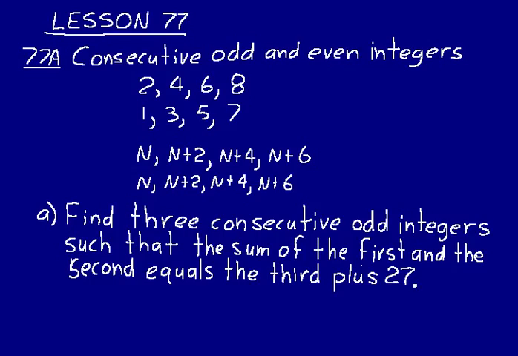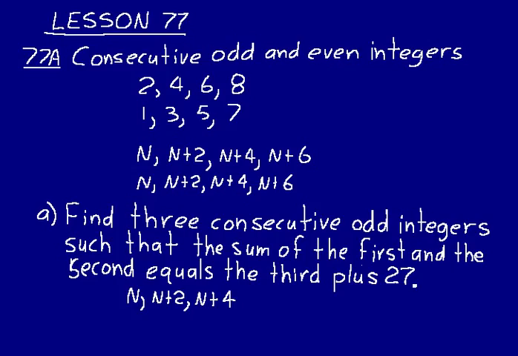Let's go ahead and do a practice problem. Find 3 consecutive odd integers such that the sum of the first and the second equals the third plus 27. So let's just write down our consecutive odd integers first. And think about it. We have n, and they're going to be 2 apart, so the next one would be n plus 2, and then n plus 4. So they're always 2 apart, whether they're even or odd.